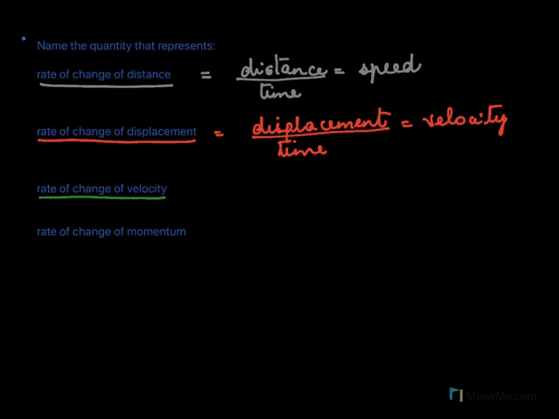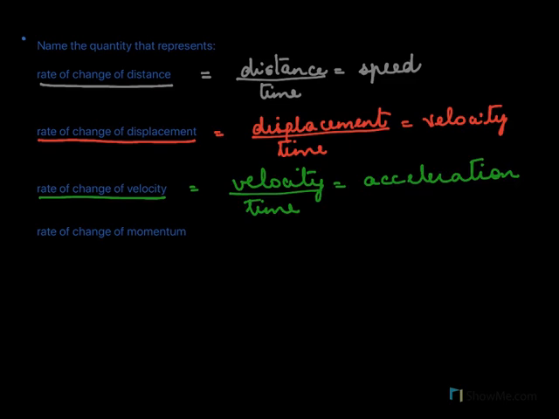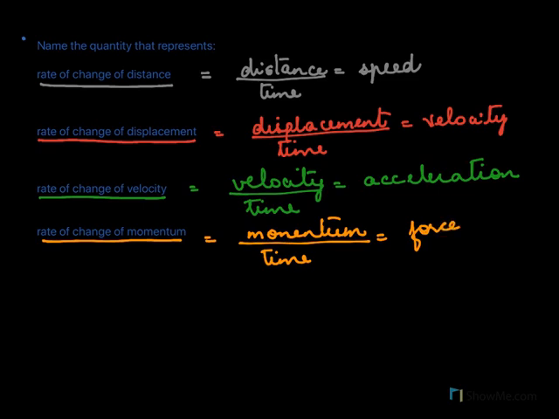So rate of change of displacement is velocity. Now, what is the rate of change of velocity? Rate of change of velocity means velocity over time. And velocity over time we know is acceleration. So rate of change of velocity is acceleration. What is the rate of change of momentum? The rate of change of momentum is change in momentum over time. And the change of momentum over time is force. So rate of change of momentum is force.